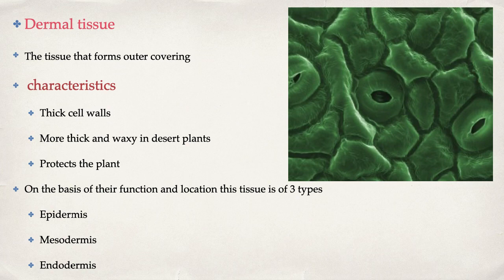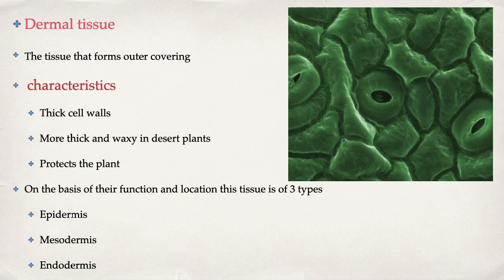Now coming to the next tissue, dermal tissue. The tissue that forms the outer covering of the plant, we call dermal tissue. A characteristic of dermal tissue is that it has thick cell walls, and thick and wavy tissue is seen in desert plants to prevent water loss. The dermal tissue also plays a very important role in protecting the plant. It protects the plant from loss of water, and invasion by parasites and disease-causing organisms.